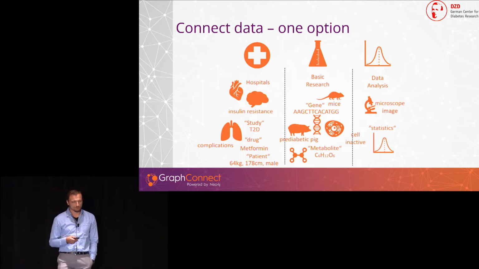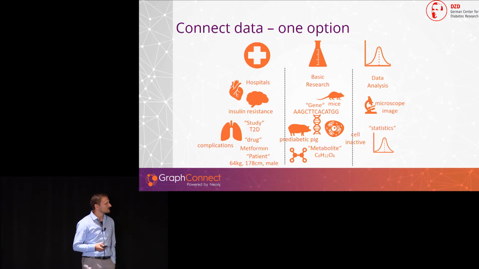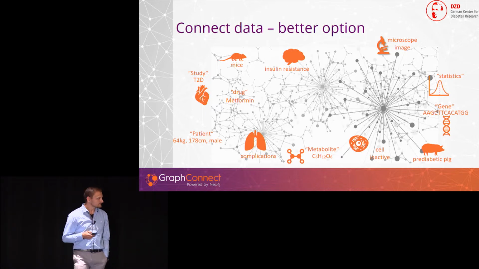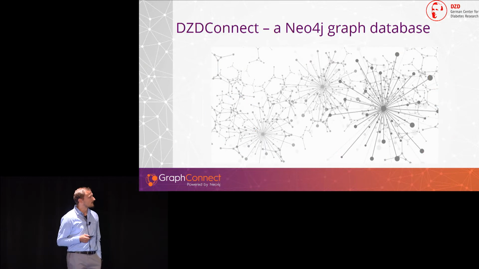There are two options. One option would be to develop all the databases separately from each other, but this is not such a good idea. We want to build a new layer, so connected data. That's why we are here. And this is what we call DZD Connect. It's a Neo4j graph database.